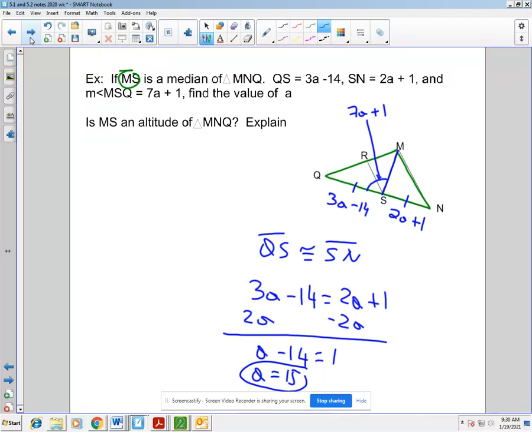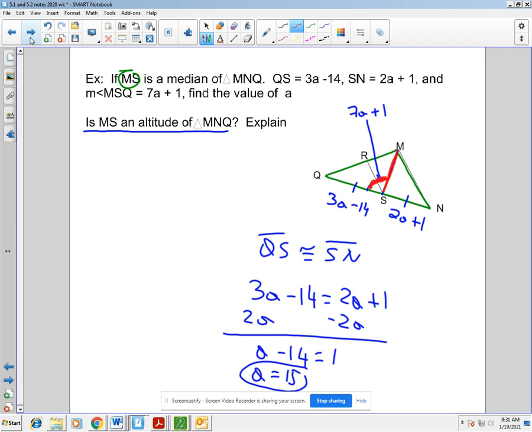Now look at the second question. Is MS an altitude? In other words, is this green segment an altitude? Think about the definition of altitude. An altitude has to be perpendicular to the base. So the question is, is this angle over here a right angle? In other words, is the measure of that angle 90 degrees?